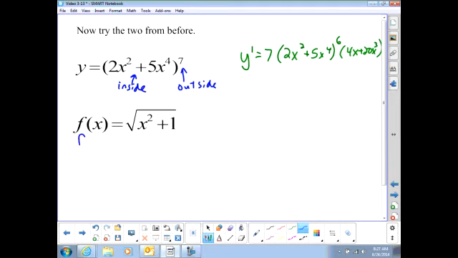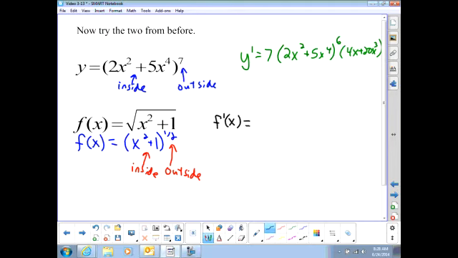Now the second one, it'll be helpful to rewrite it as x squared plus 1 raised to the 1/2. Something being raised to the 1/2 is our outside, and our inside is the x squared plus 1. So when we take our derivative, f prime of x, we'll do the derivative rule for our outside function first. So the 1/2 will come out front. We'll have x squared plus 1 staying the same and raised now to the negative 1/2 because our exponent goes down 1.